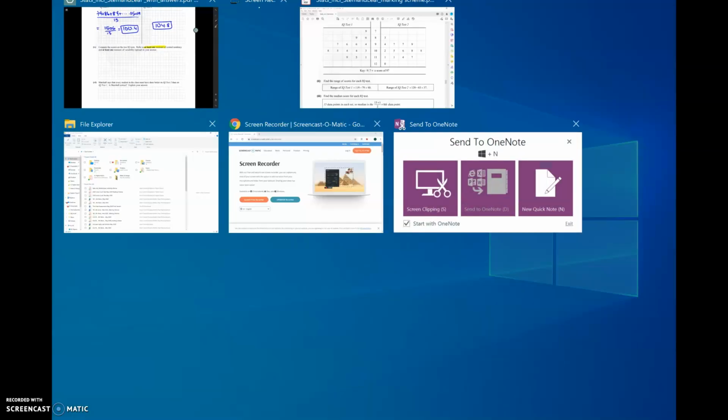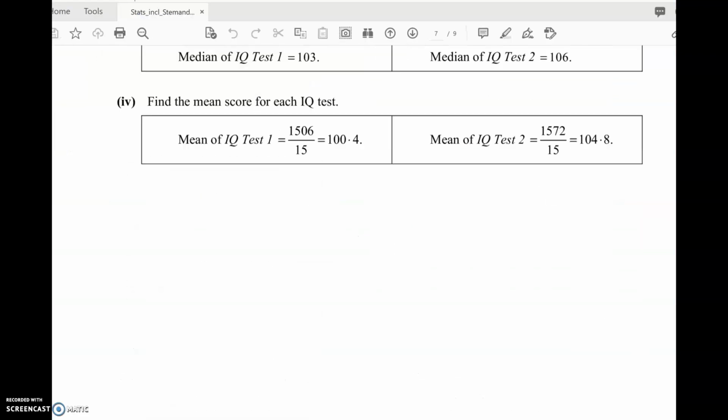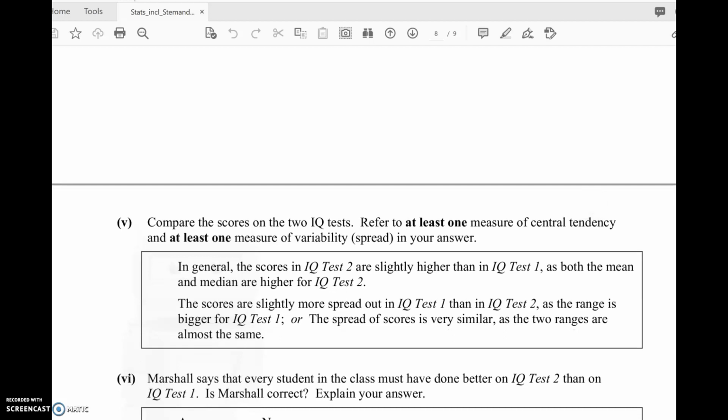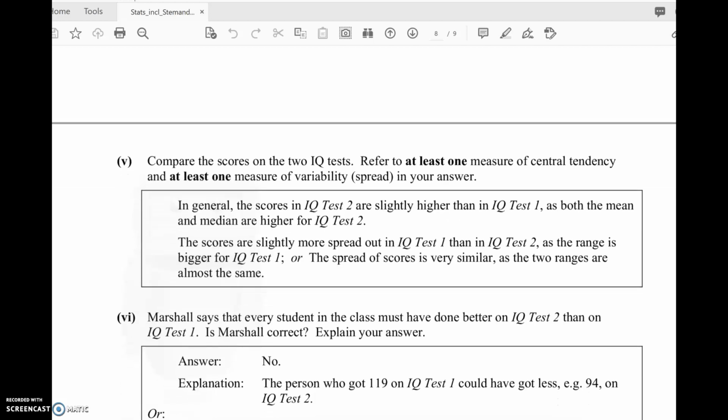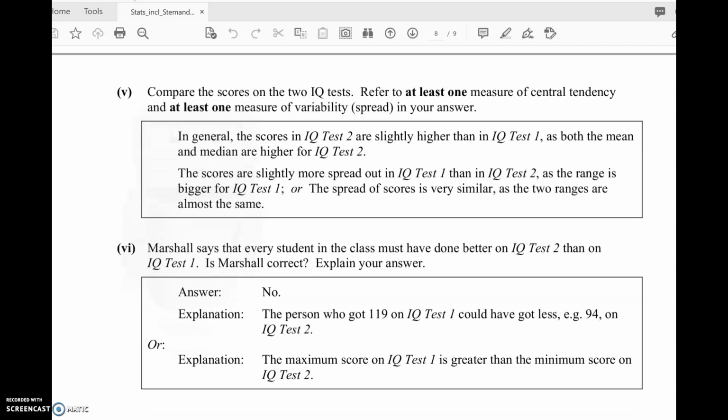So just very quickly there, if we use the range, you can say that in general, the scores in IQ test 2 are slightly higher, as both the mean and the median are higher for IQ test 2, and the scores are slightly more spread out in IQ test 1 than in IQ test 2. So I'll leave those answers up there for you, and you can pause the video and read them yourself, okay?